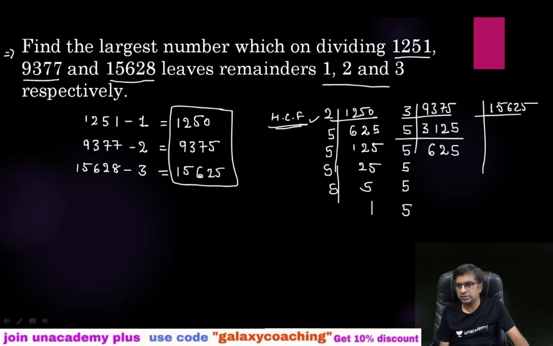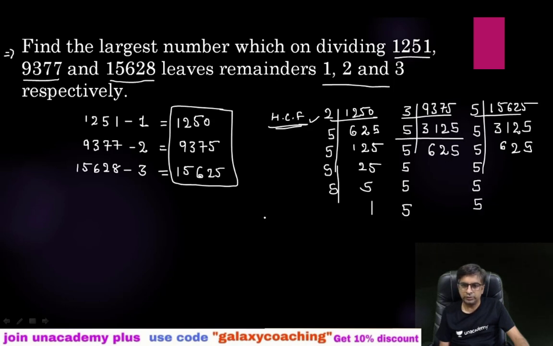Now 15625: it is not divisible by 2 or 3, so directly we need to divide this by 5. Divide by 5 and you get 3125, again by 5 you get 625, and so on. So 4 times you will get 5, 5, 5, 5.